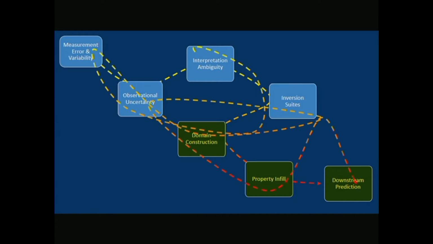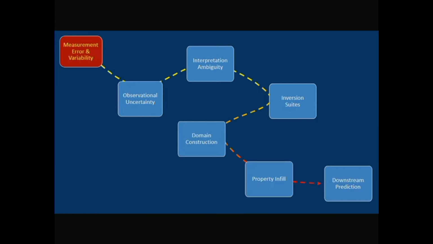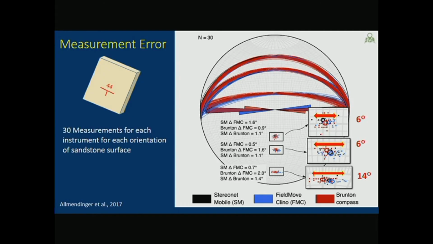We have some sort of path like this, where we start off somewhere, and then we go back and collect some more data, and then we start to bring in some inversions. And it's not this nice linear system, but we're going to keep it linear just so that the conversation flows a bit more easily. So we'll start off with measurement error and natural variability.